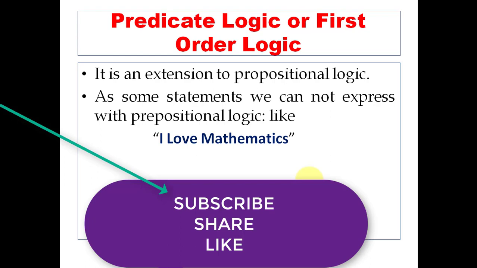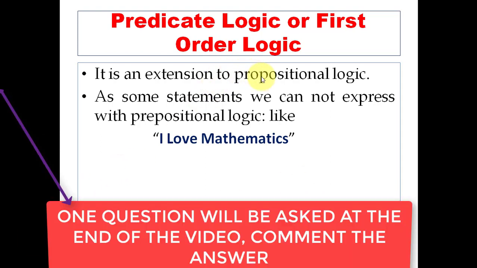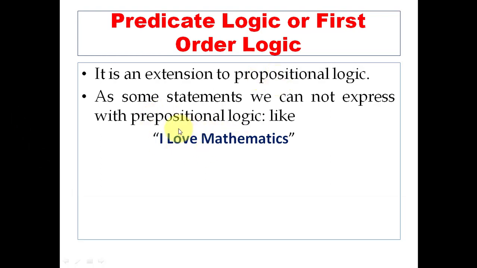In the previous lecture, I introduced propositional logic, and you have seen that in propositional logic, we can express those statements whose answer is either true or false. But what about statements like this one: I love mathematics? Can we express this in terms of propositional logic? No, because here we cannot say that the answer will be either true or false. So to express this type of statement, we need an extension of propositional logic, and this is predicate logic or first order logic.